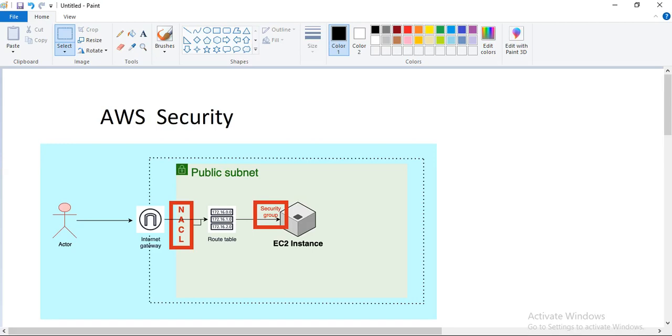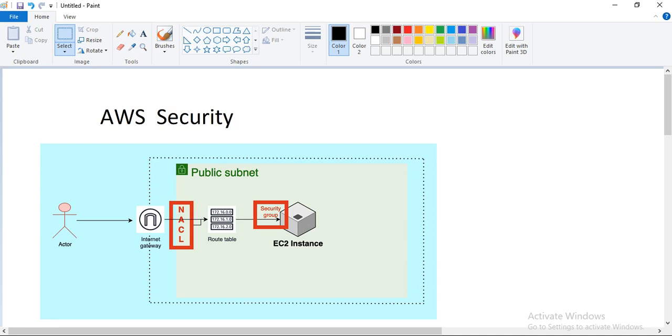Today we are going to discuss Amazon security using security groups and NACLs, and what all the securities we have on the AWS side. AWS stands for Amazon Web Services, and it provides multiple layers of security to protect resources and data within its cloud infrastructure.